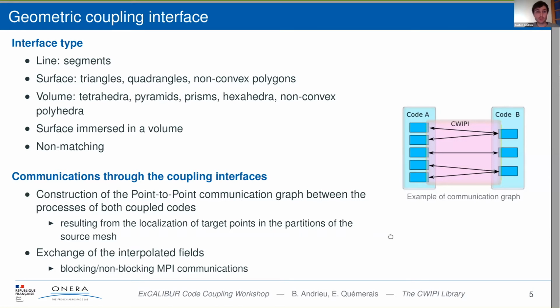When it comes to the communications, CWIPI builds a point-to-point communication graph based on the location of the target degrees of freedom. And that way we can reduce the amount of communication to the strict minimum. And this communication graph is then used to exchange interpolated fields using either blocking or non-blocking point-to-point MPI communications.